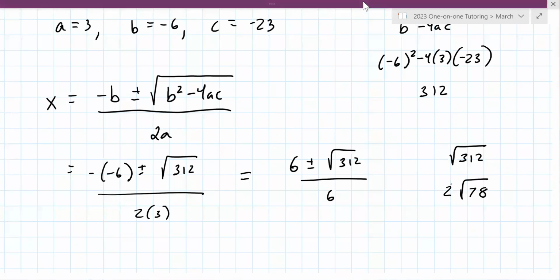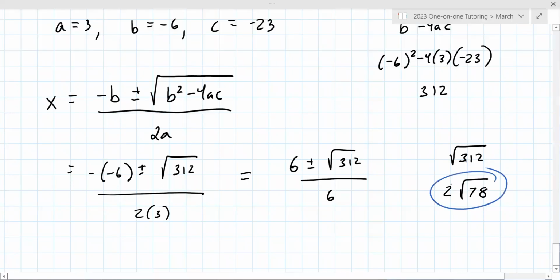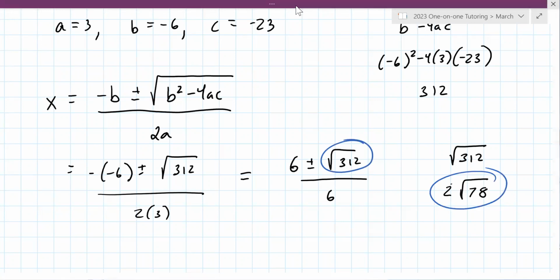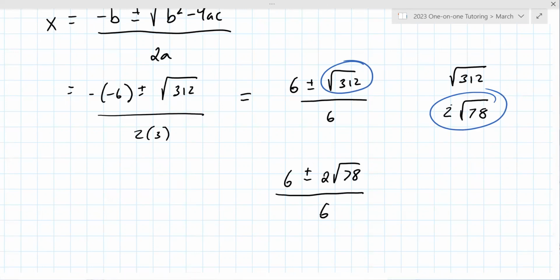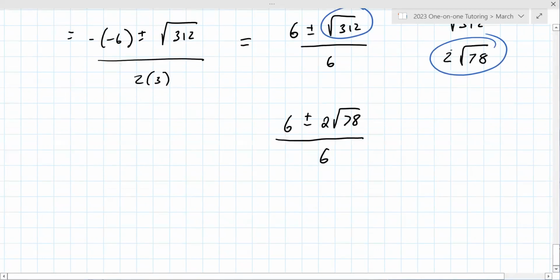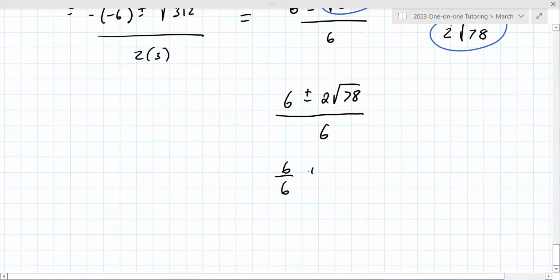Okay, so that's going to take the place of this right here. All right, so that's 6 plus or minus 2 square root 78 over 6, like that. Okay, now this is something we have not done yet, which is you have to divide both of these by 6. So it's 6 divided by 6 plus or minus 2 square root 78 divided by 6.